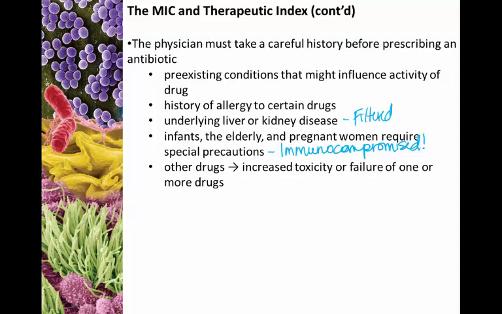Other drugs, again, increasing the toxicity of a drug that's there, or having one drug fail. We see this frequently in people that take antibiotics and have things like their birth control fail. Genetic or metabolic abnormalities, again, how the drug is processed is going to be important. We don't want a drug that affects the body because it's processed poorly.